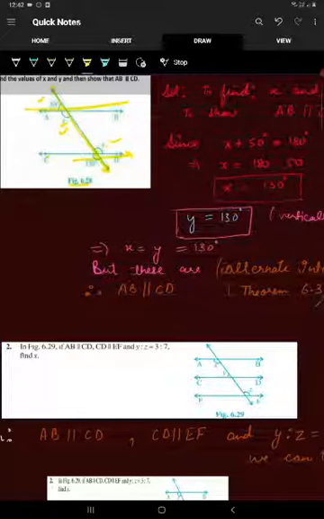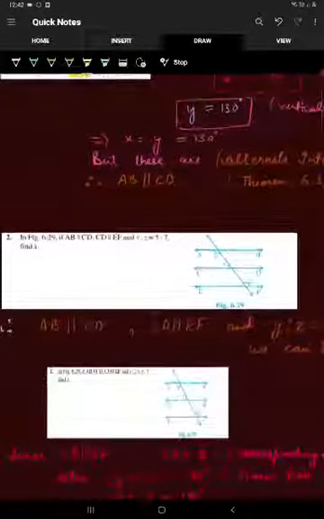So this is a very simple question. We used the concept of linear pair and then vertically opposite angles, and then using the result of Theorem 6.3 we proved line AB parallel to CD. Moving ahead to question number 2.